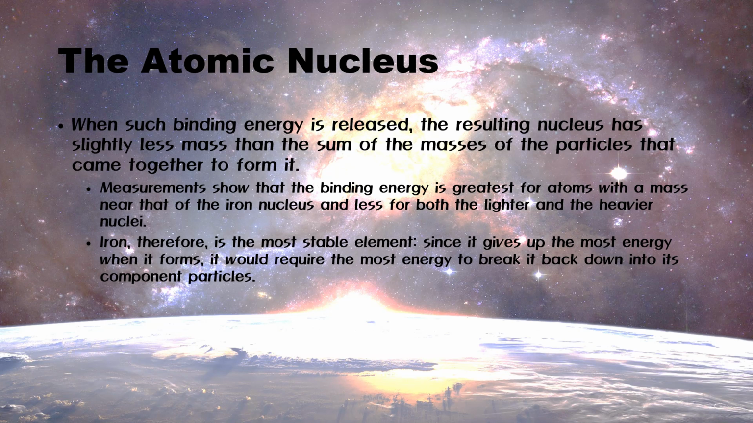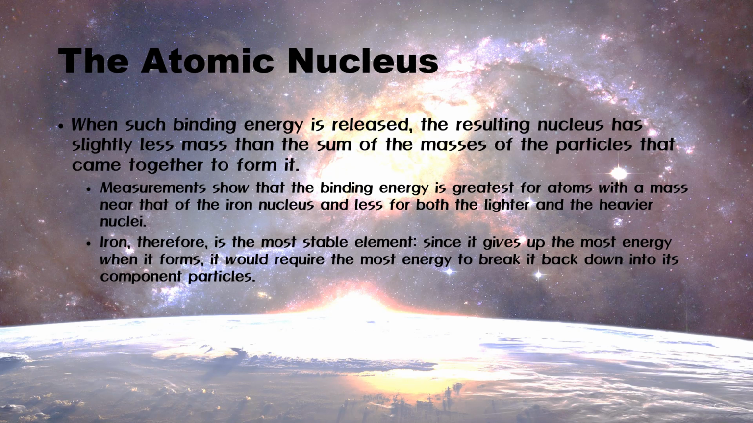When such binding energy is released, the resulting nucleus has slightly less mass than the sum of the masses of the particles that came together to form it. Measurements show that the binding energy is the greatest for atoms with a mass near that of the iron nucleus, and it's much less for both lighter and heavier nuclei. So right around iron is the sweet spot for the most binding energy.